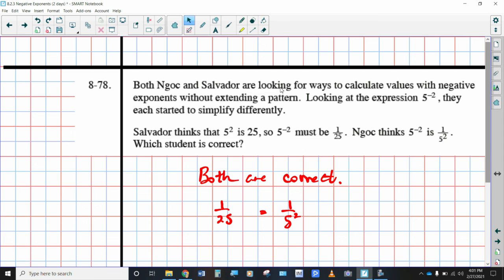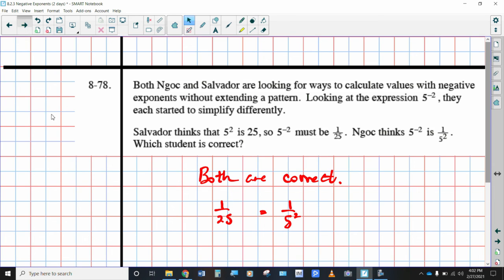Noak and Salvador are looking for ways to calculate values with negative exponents without extending a pattern. Looking at the expression 5 to the negative second, they each start to simplify in a different way. Salvador thinks that 5 squared is 25, so 5 to the negative second must be 1 over 25. And Noak thinks that 5 to the negative second power is actually 1 over 5 to the second power. And I forgot to draw my box there, so you see the answer. Which student is correct? The answer is both of them are correct, because these two expressions are equal to each other.